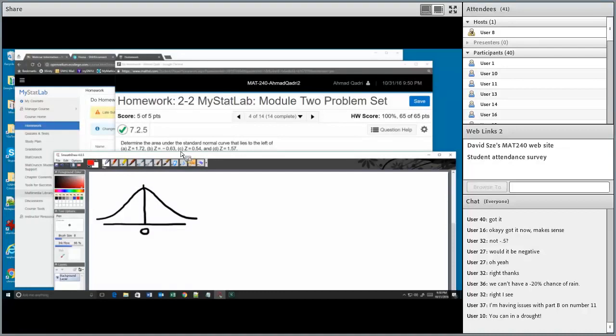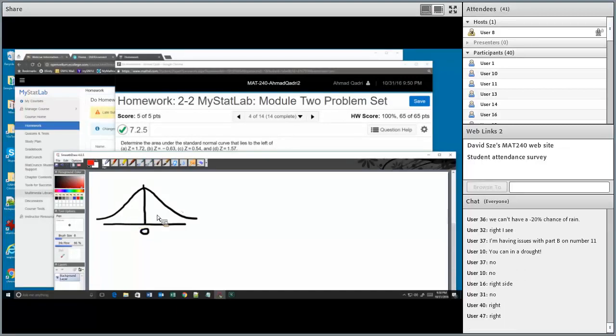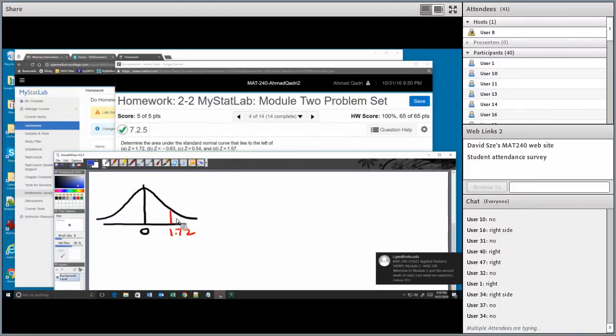Okay, where is z 1.72? Is it on this side? No, it's on the right side. So it's somewhere here. Let's just draw somewhere here. 1.72. Area to the left of z 1.72. So where is the highlighted area? To the left of z 1.72. So this area.